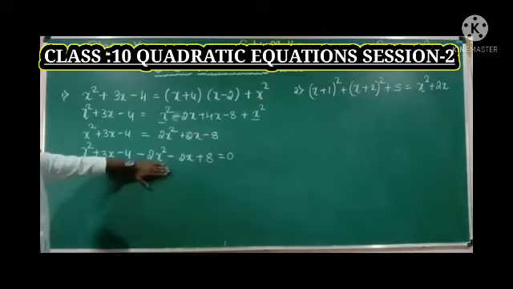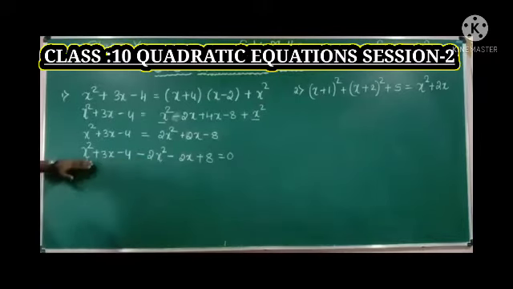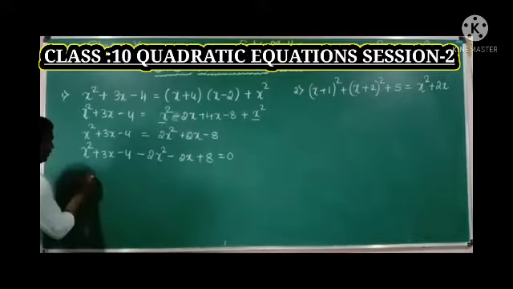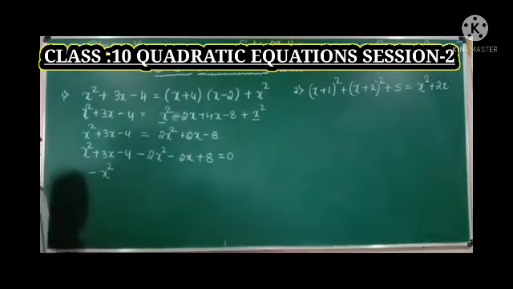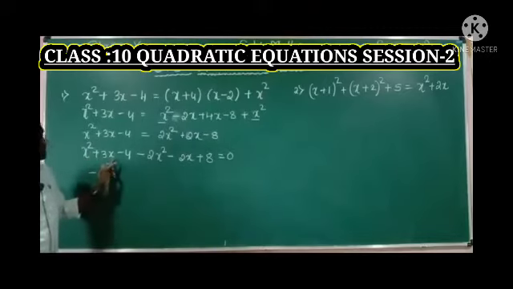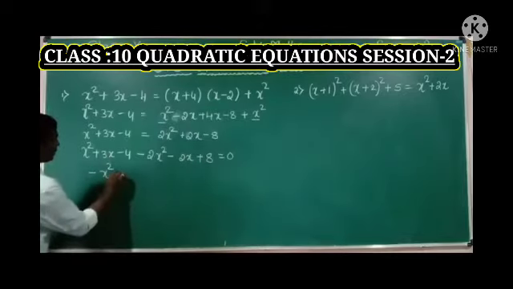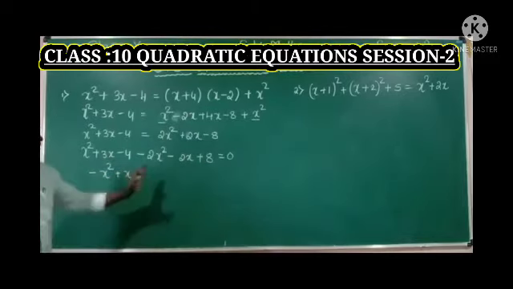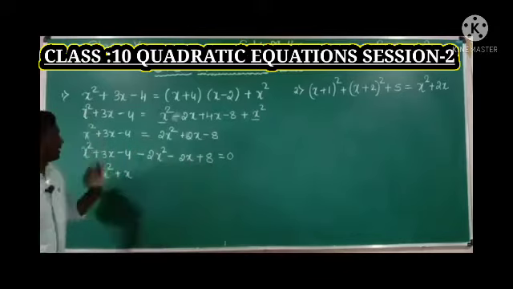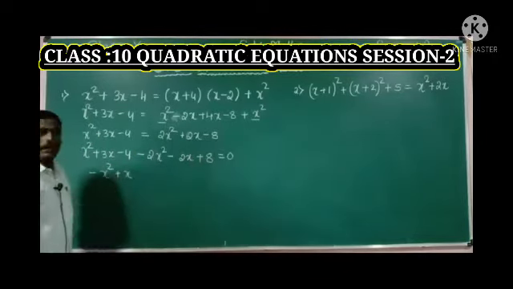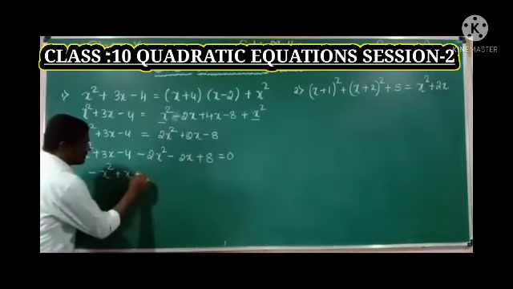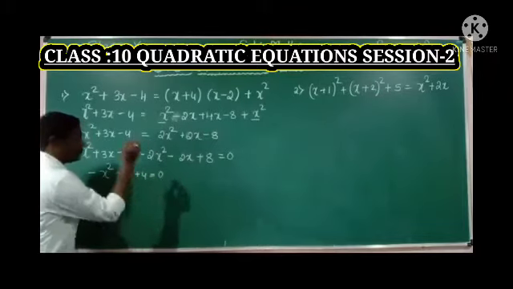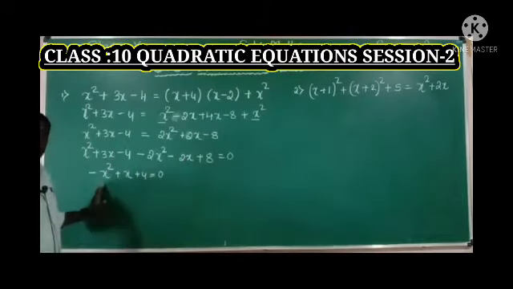So minus 2x square plus x square, that is equal to minus x square. Now 3x minus 2x means plus x, plus 8 minus 4 is plus 4, which is equal to 0, right?